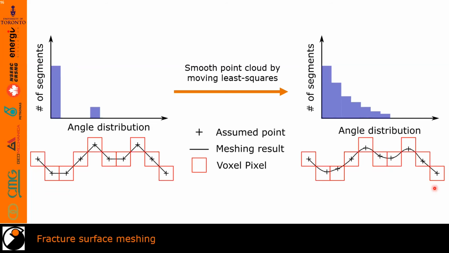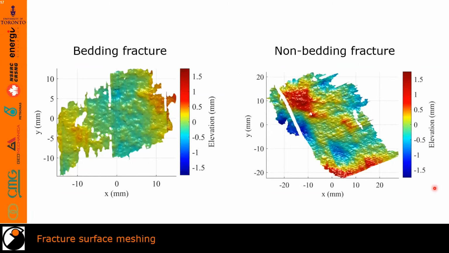So after we smooth the fractures, we mesh them using a Delaunay triangulation algorithm. And on the left, I have an example of a bedding plane fracture, about 2 centimeters in size, and a non-bedding plane fracture about 4 centimeters in size on the right. So we can immediately see the difference in roughness of these fractures in relation to each other. However, we can also quantify this using roughness analysis.